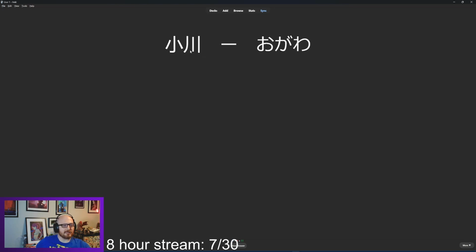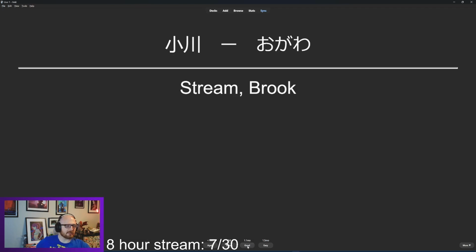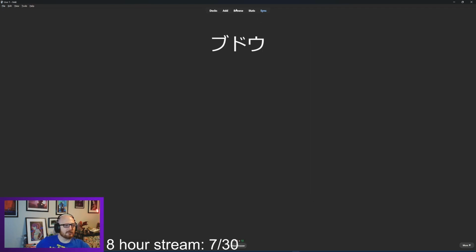Ogawa. So this is small. This is river. What's a small river but a stream? A brook. Wonderful.